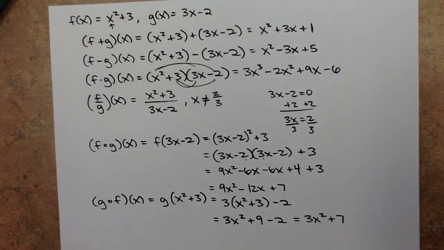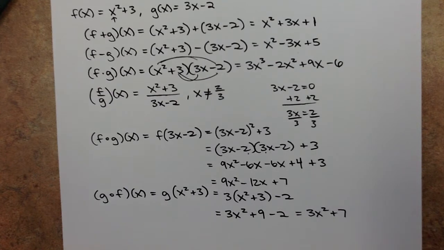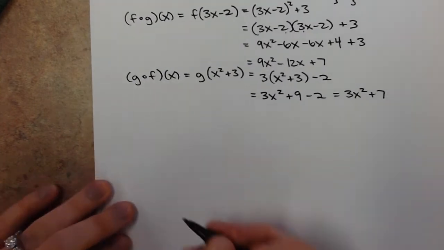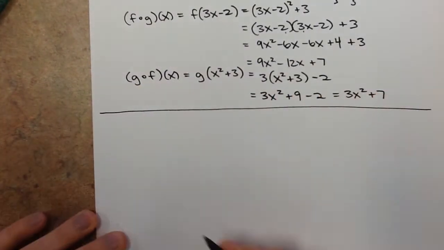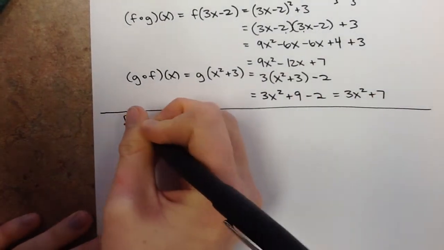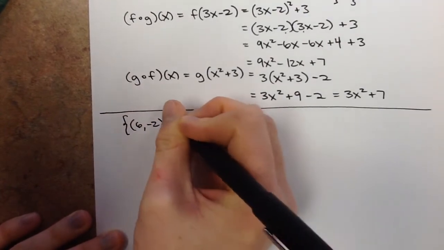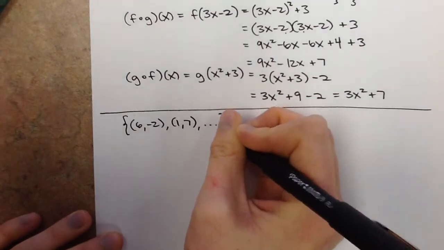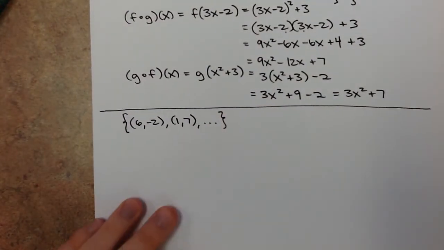Okay, next section we had was 6.2, and this was inverses. All right, so you've got two options for inverses. You've got the easier option, which is when I just give you a list of ordered pairs. So let's say I give you like (6, -2) and (1, 7), etc. You could have 3 points, you could have 8 points, it doesn't really matter.